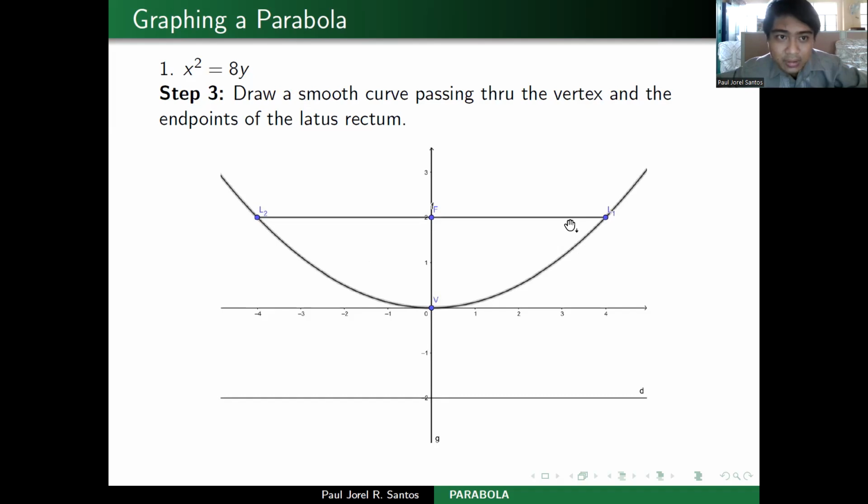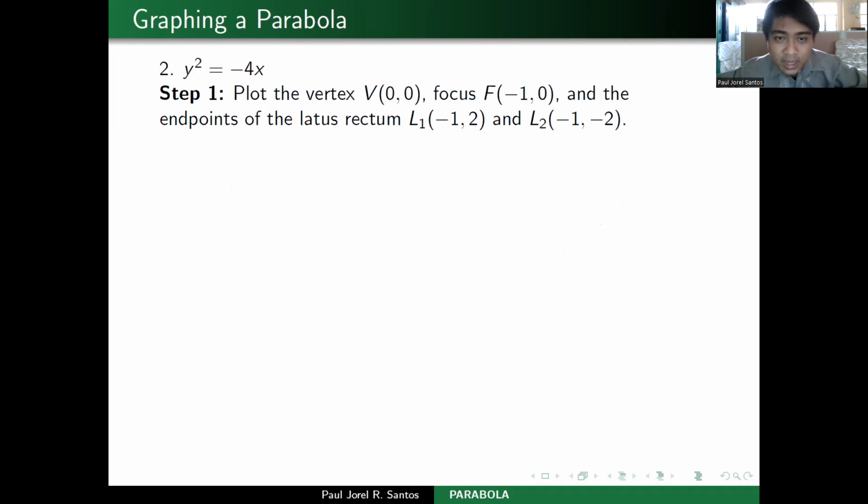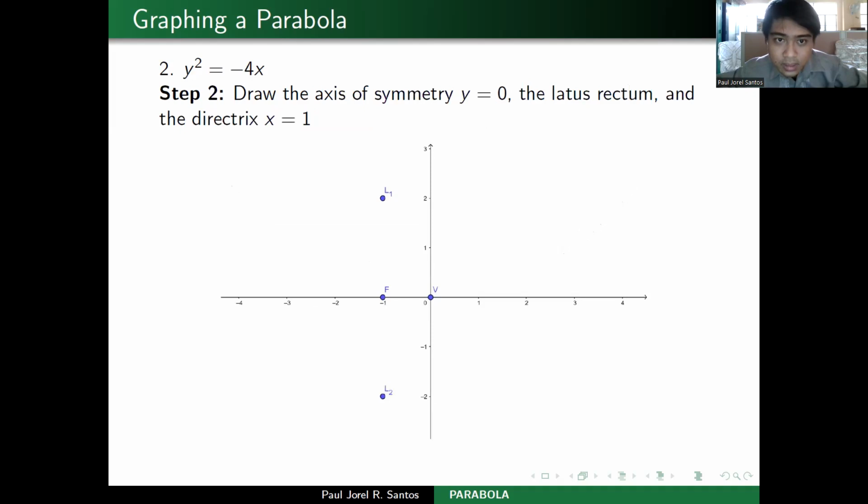For our second equation, we have y squared equals negative 4x. Plot the vertex (0, 0), the focus (negative 1, 0), and the endpoints of the latus rectum. Now we have here the vertex, focus, L sub 1 and L sub 2. Draw the axis of symmetry, y equals 0, or the x-axis, the latus rectum, and the directrix, x equals 1. The directrix is this vertical line, the latus rectum is this vertical line segment, and the axis of symmetry is this horizontal line, the x-axis.